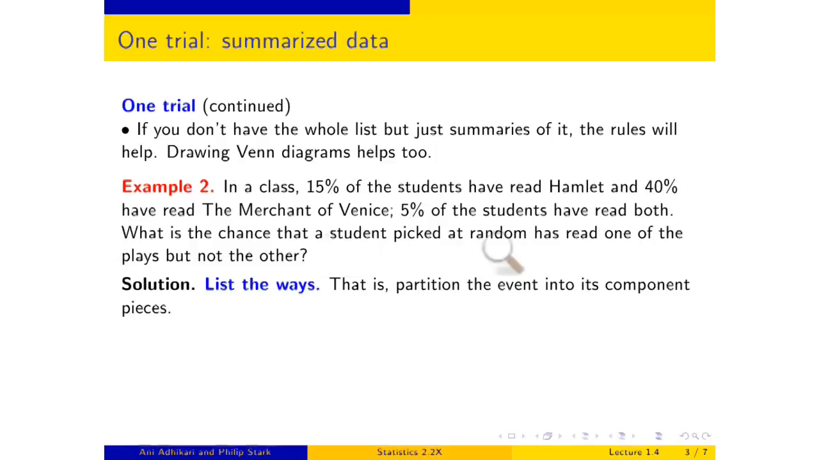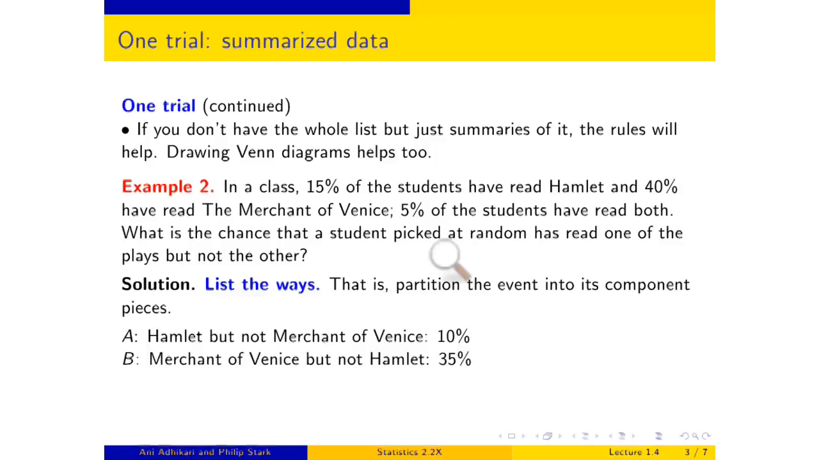So what is the chance that you are looking for? If you think of chances as areas, you are looking for the area that's in Hamlet and not in the overlap, in Merchant of Venice, not in the overlap. And that is the partition that I'm going to do in words. The event A: they read Hamlet, but not The Merchant of Venice. Well, what proportion have done that? 15% of them have read Hamlet, 5% have read both, so it must be that 10% have read just Hamlet.